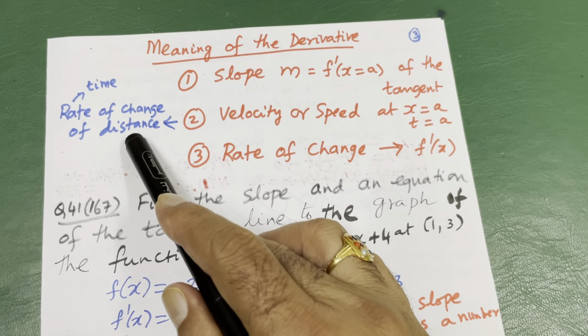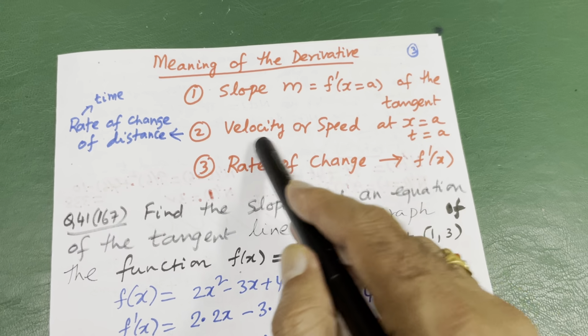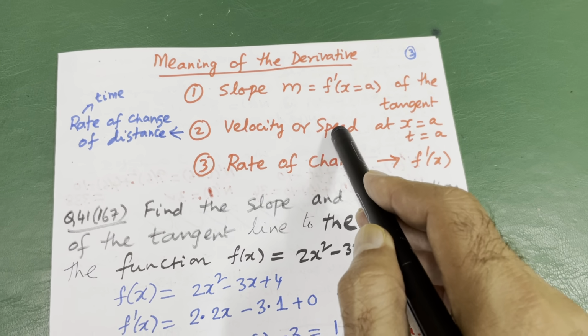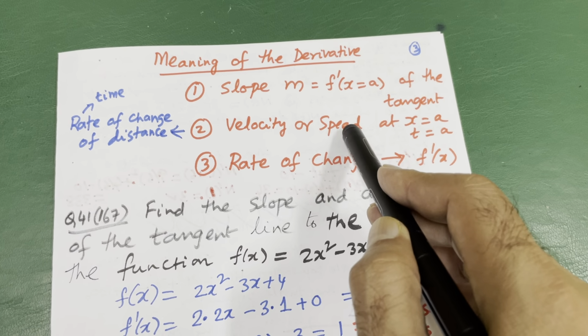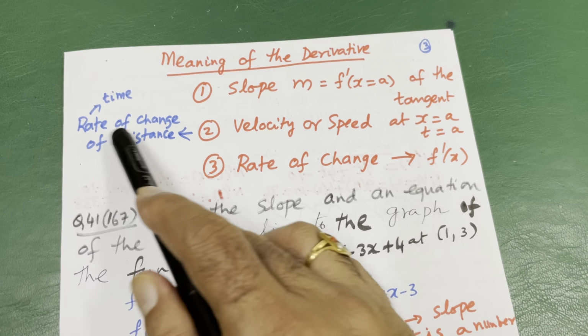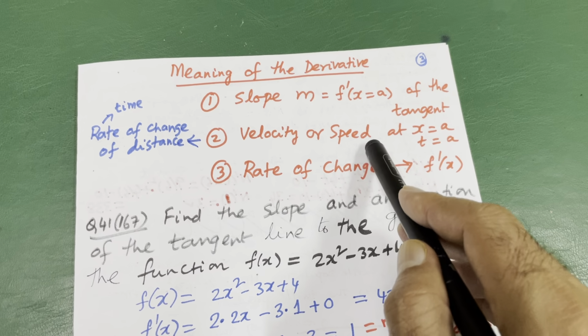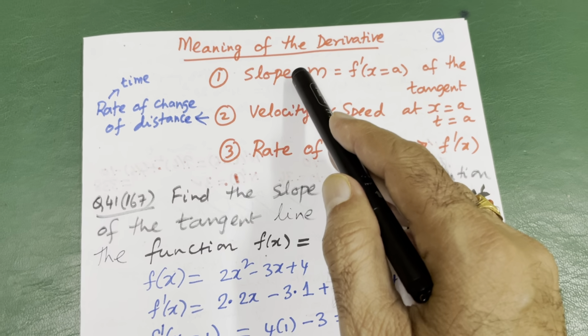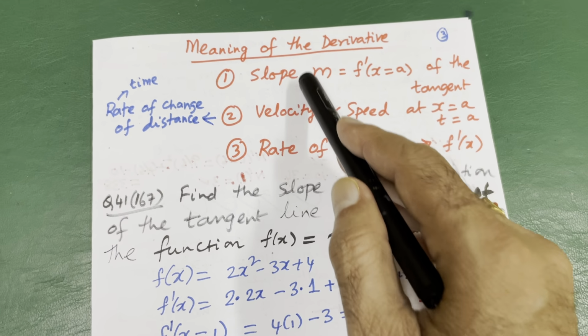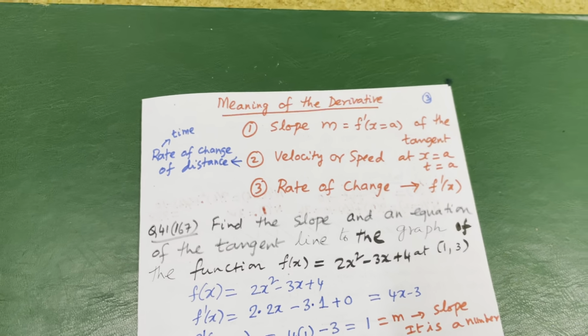The rate of change of distance with respect to time is called velocity. What do we mean by speed? Speed means distance divided by time, which is the rate of change of distance. Distance divided by time will give you the speed. So I repeat, derivative means first you remember slope, or velocity, or rate of change.